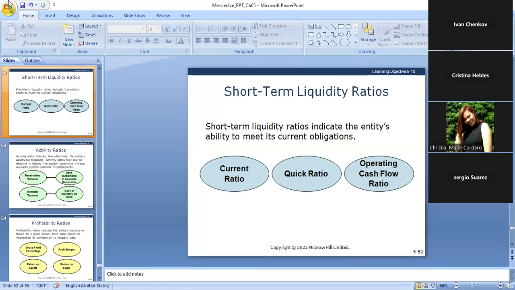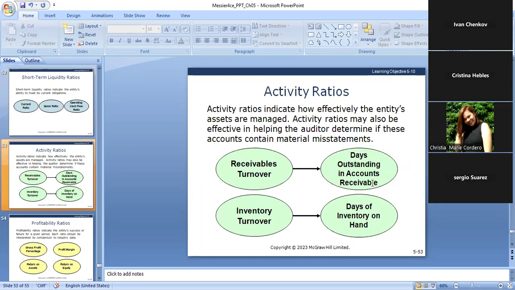And the operating cash flow ratio will be related only to the cash that they're using for current operations. So now, activity ratios. Activity ratios are related to accounts receivable turnover and inventory turnover. Once we get the turnover ratio, we can see how many days accounts receivable are outstanding and how many days of inventory we have on hand.